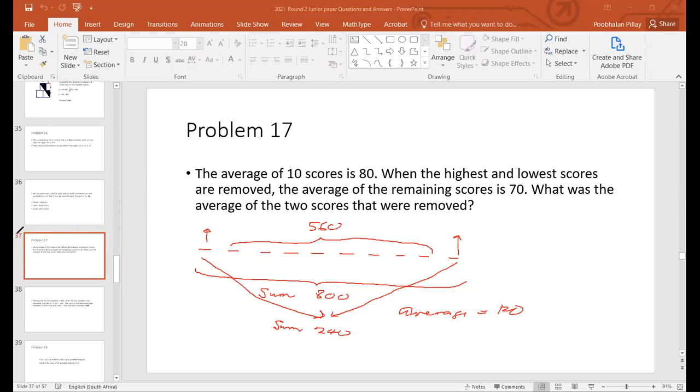Okay, so the answer to this problem is 120. And Nicholas, also, thank you for helping me along with that. Okay, how many of you got 120?